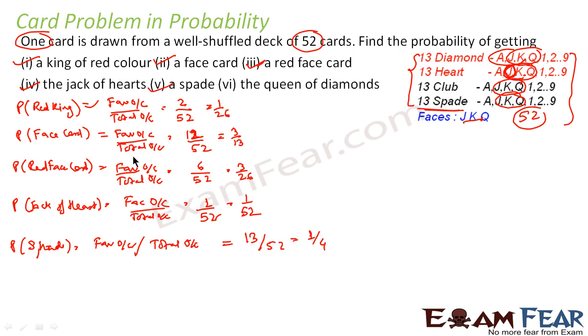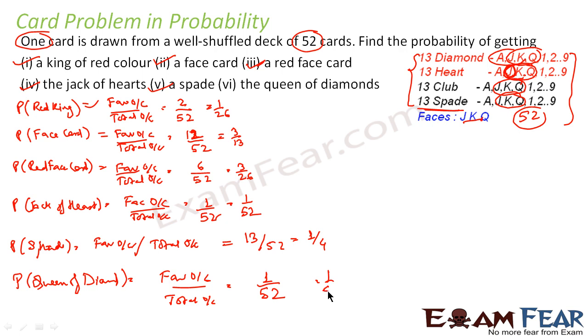That is done. And then we have queen of diamonds. So probability of queen of diamond. Here same formula. Favorable outcome by total outcome. What is the favorable outcome for queen of diamond? There is only one queen of diamond, right? It will become 1 by 52, and that is my answer.